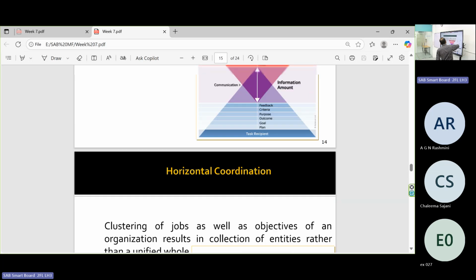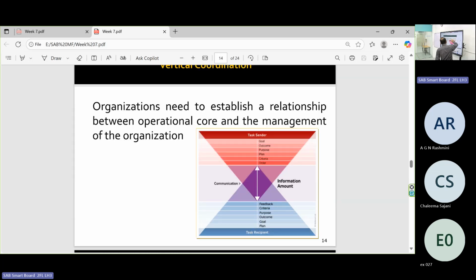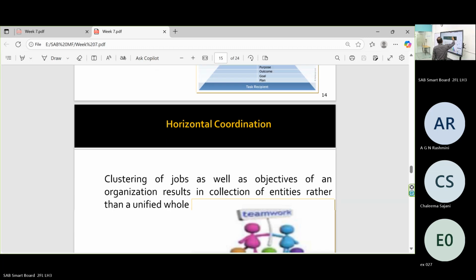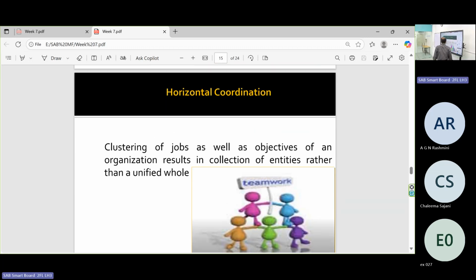Senior managers, top managers are playing here the task sender role. The others are playing here the task recipient role. Then horizontal coordination happens with teamwork, team and group work. The lateral communication or horizontal communication can be used. But to have that, the organization should practice teamwork. Right.